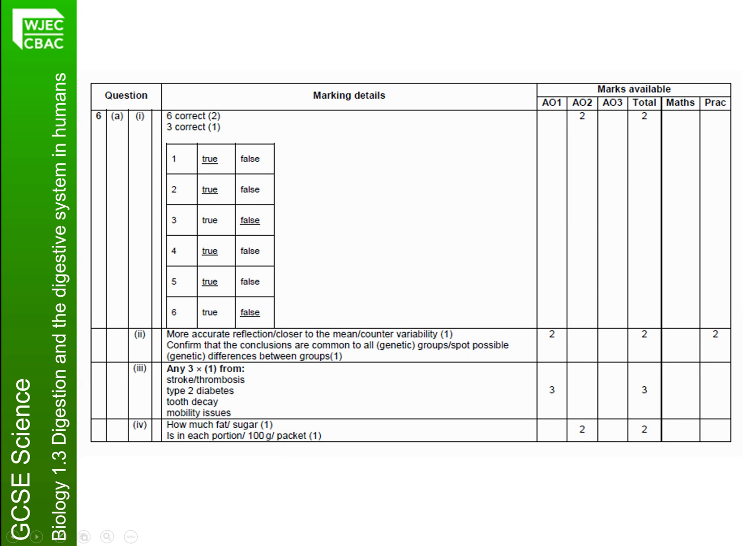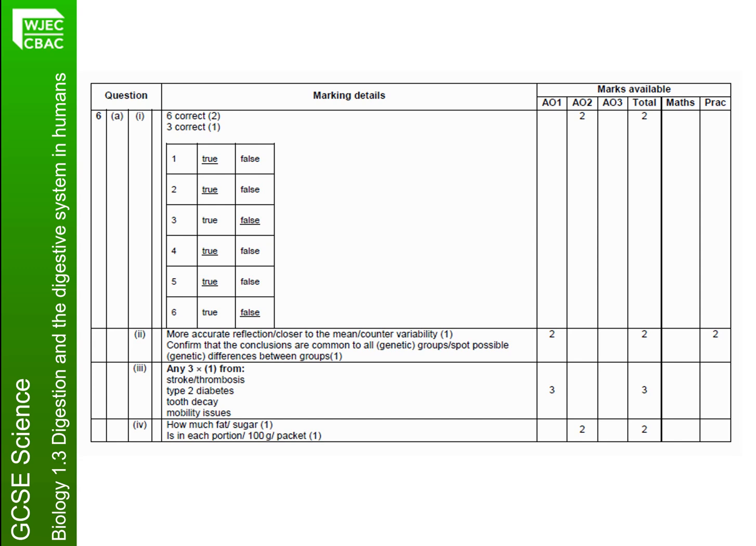So for question A, part 1, you should have true, true, false, true, true, false. For part 2, explain how each of these methods, so using a large sample size and results from people of different ethnicity, increase the strength of confidence in their conclusions. So by having a large sample size, it gives you a more accurate reflection, so a more accurate result that would be closer to your mean.